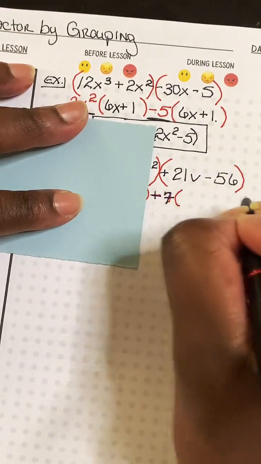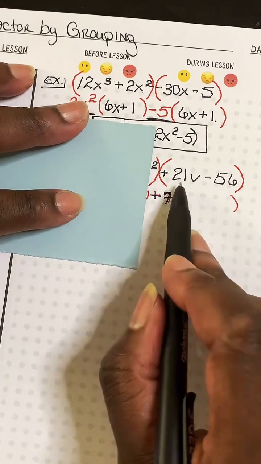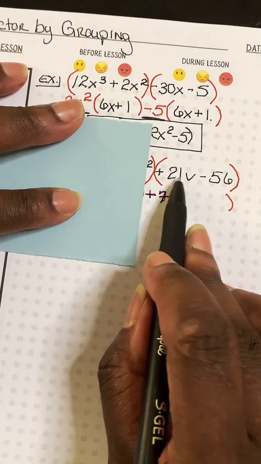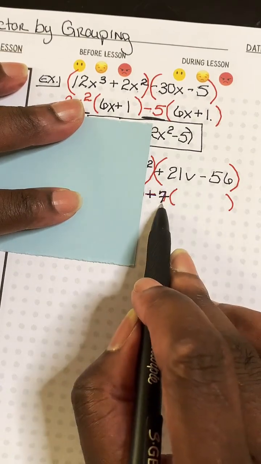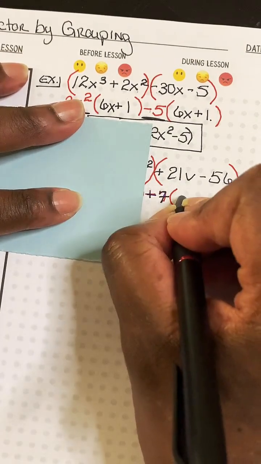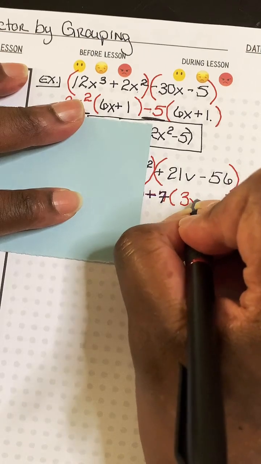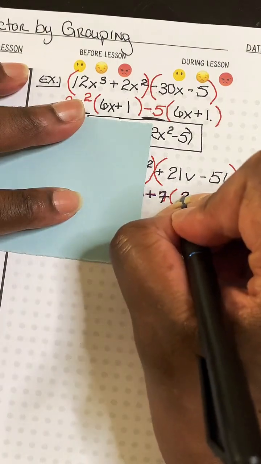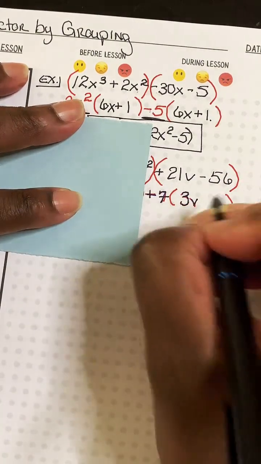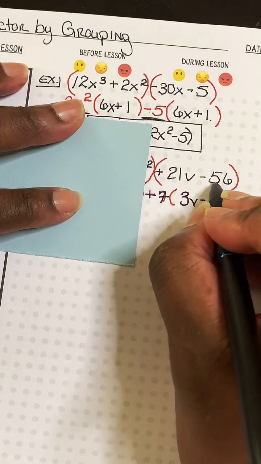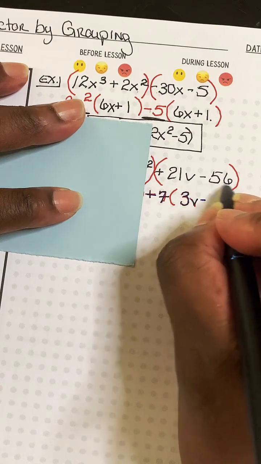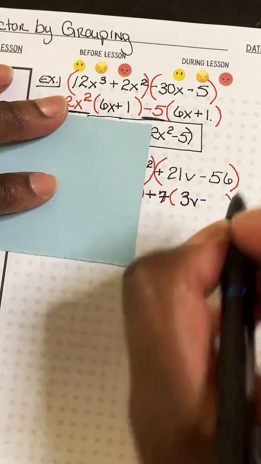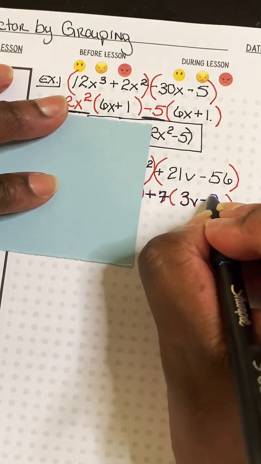Okay, so now we're going to take what's inside of this parenthesis and divide by 7. So 21v divided by 7 is going to be 3v. Messing up my colors today. And then minus 56, so this is a negative 56, divided by a positive 7. That gives me a negative 8.